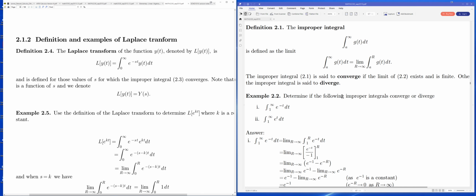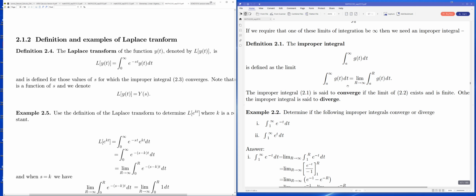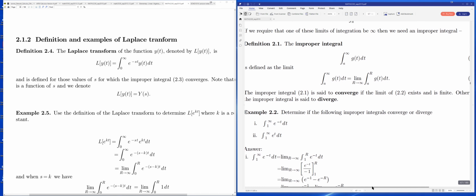Okay, so let's see an example of this, right? But before I start the example, just a couple more things.